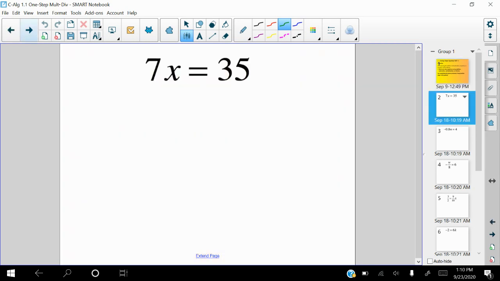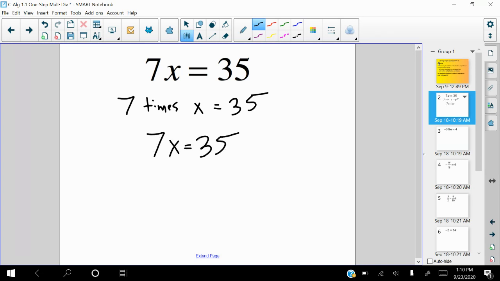Let's say we have this equation here, 7x is equal to 35. The first thing that I notice is that I don't see any operation. I don't see any symbol. I don't see an addition sign, subtraction sign, a multiplication, nor a division sign. That's because we have one term of 7x. And what this really means is 7 times x is equal to 35. So this is really going to be multiplication. So let me rewrite that problem for us.